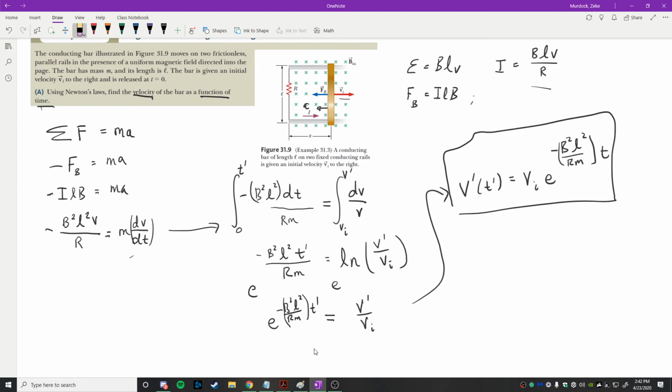The velocity is a function of time, and now we can actually get rid of these primes, because we don't need them anymore. They were just dummies, right? I didn't even write it over here, so. It's an exponentially decreasing velocity.